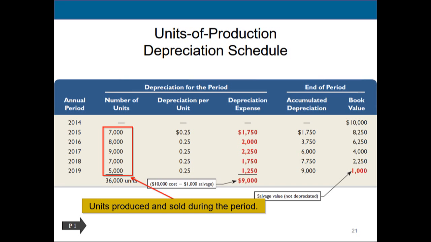It will differ from year to year because it depends on how much the machine is used. No matter how long the machine is used, depreciation expense will no longer be recorded once the salvage value of $1,000 is reached.